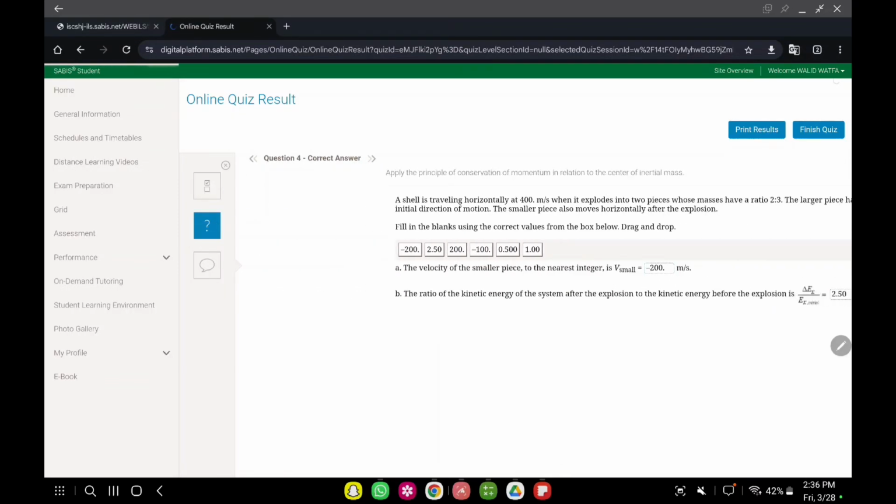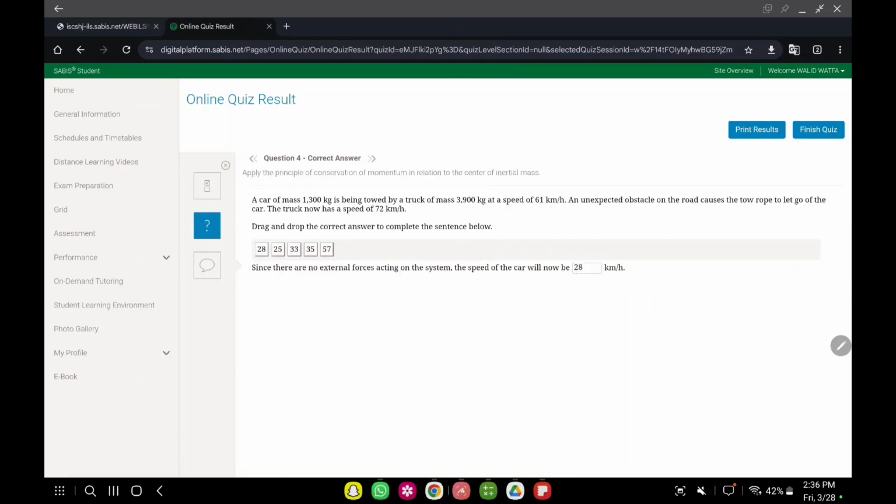Question 4. A car of mass 1300 kilograms is being towed by a truck of mass 3900 kilograms at a speed of 61 kilometers per hour. An unexpected obstacle on the road causes the tow rope to let go of the car, and the truck now has a speed of 72 kilometers per hour. Since there are no external forces acting on the system, what will the speed of the car now be?